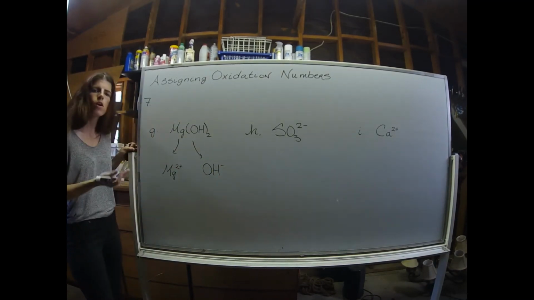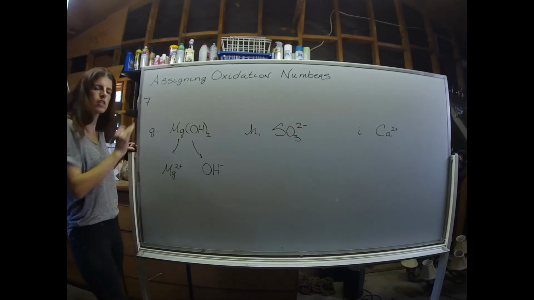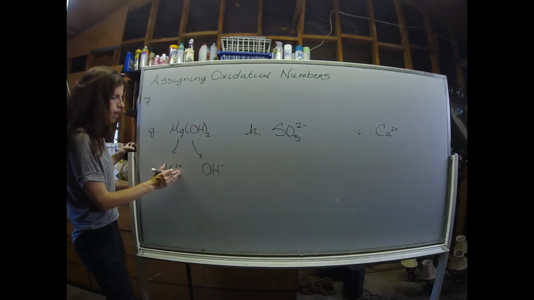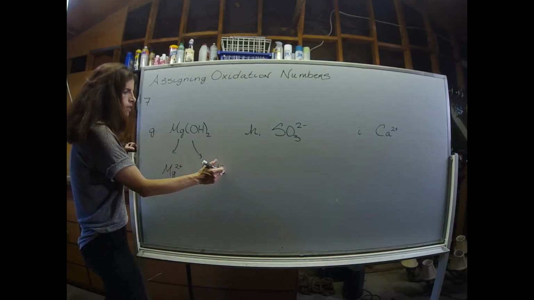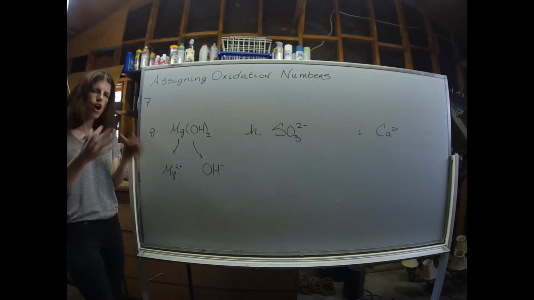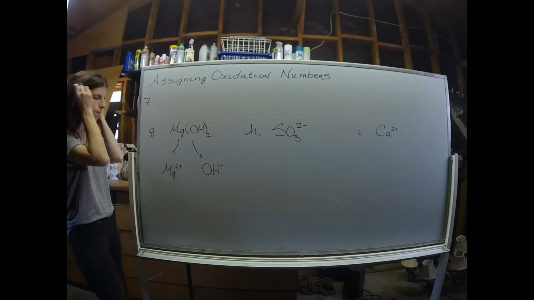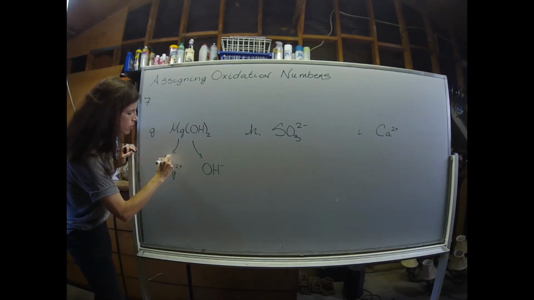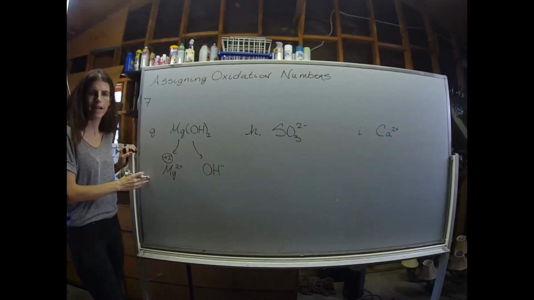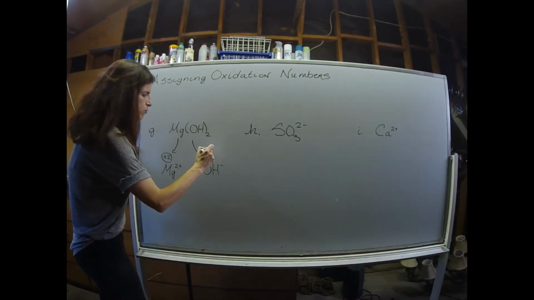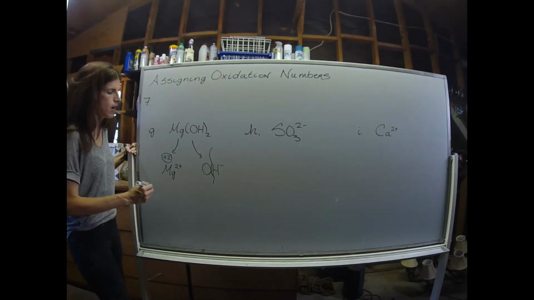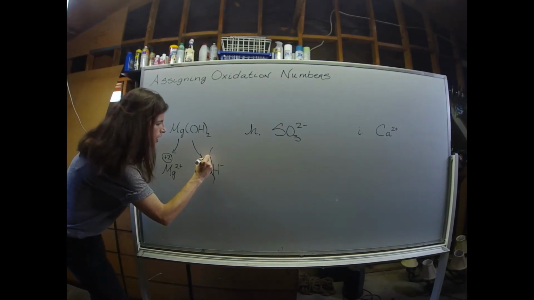So before somebody did the crisscross to come up with the formula of this compound, they had magnesium 2+ and hydroxide with a -1. So you're undoing the crisscross, splitting it up. Now I can safely assign an oxidation number of +2 to my magnesium. And then I'm going to split the hydroxide into 2 pieces. And I'm going to do a -2 on the oxygen.